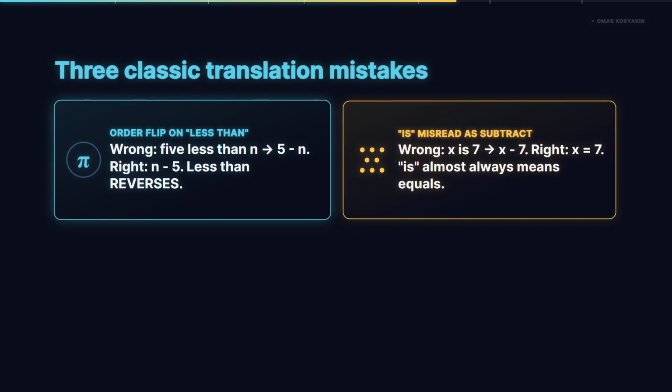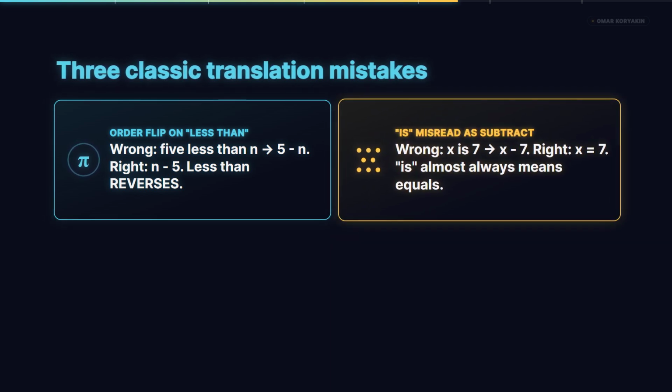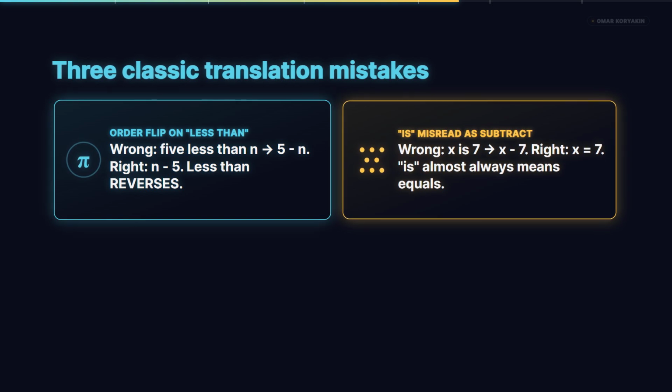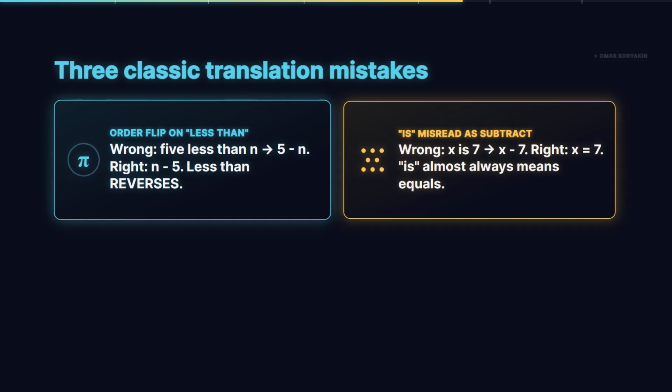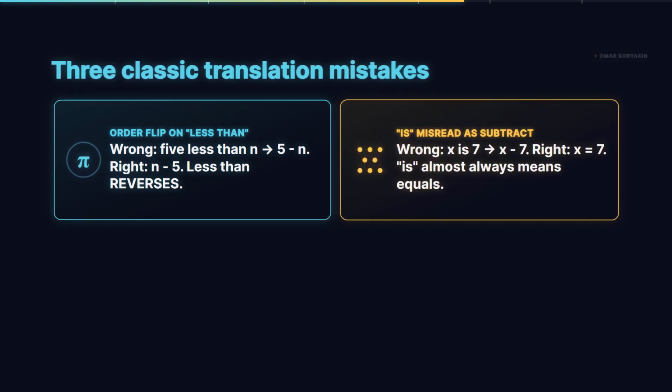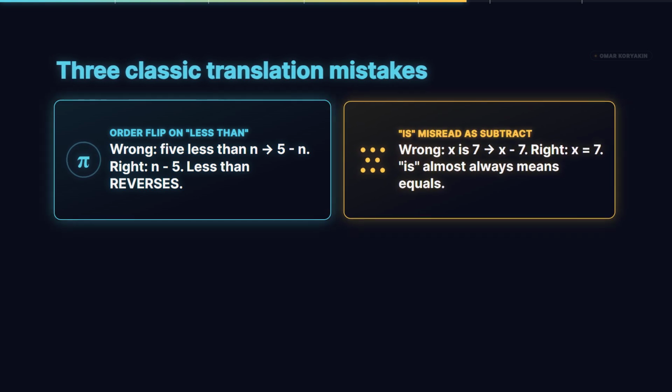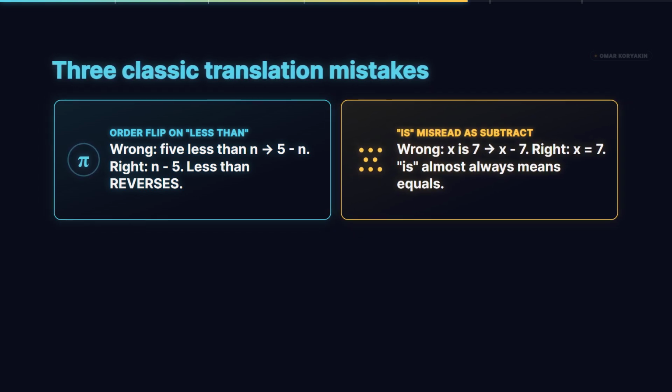The word "is" in algebra word problems almost always means equals, not subtract. The same goes for "gives," "yields," and "results in," all of which are equal sign words in standard math English. Build a strong association between these verbs and the equal sign so the translation is automatic.